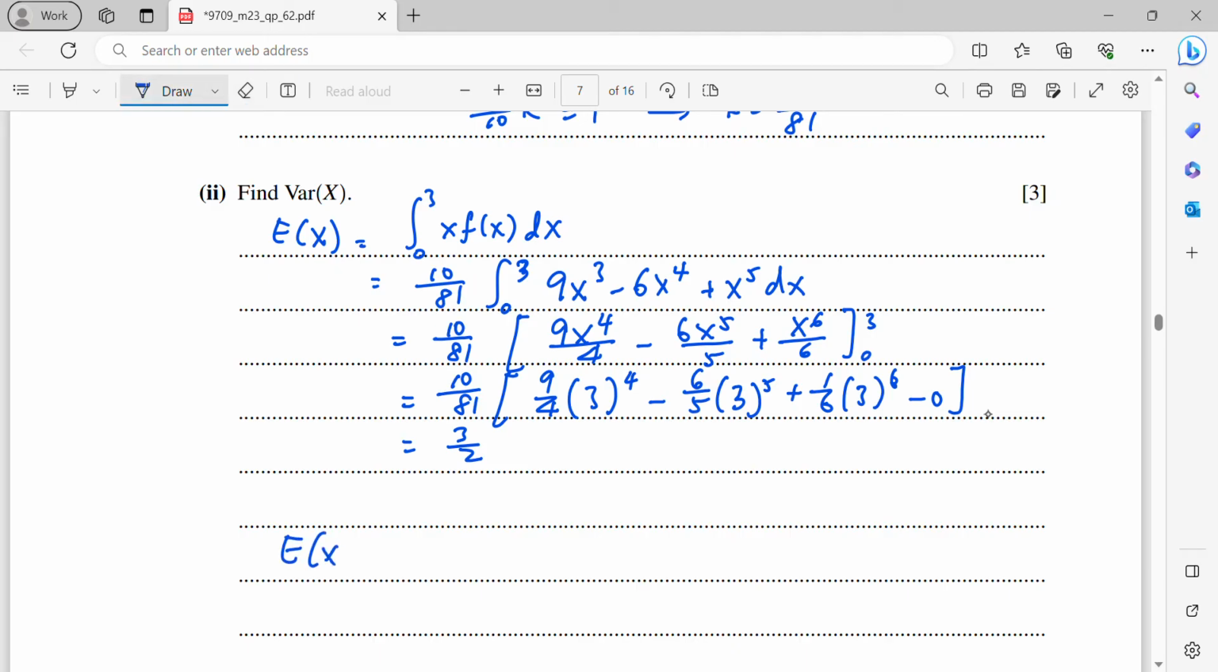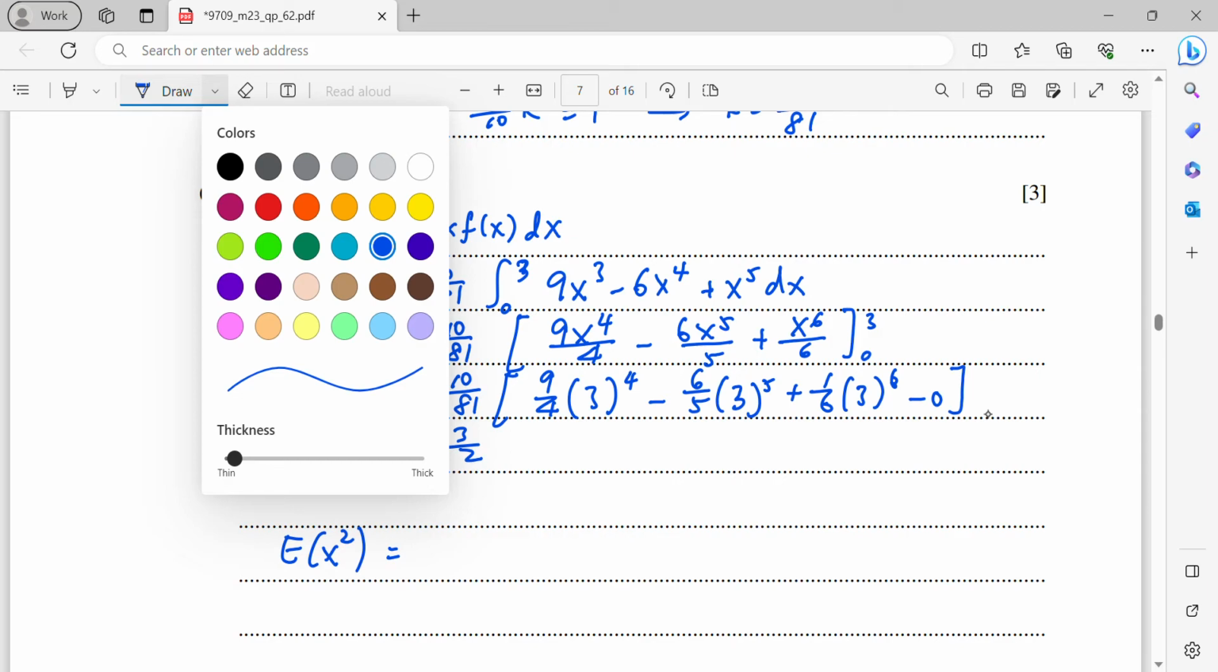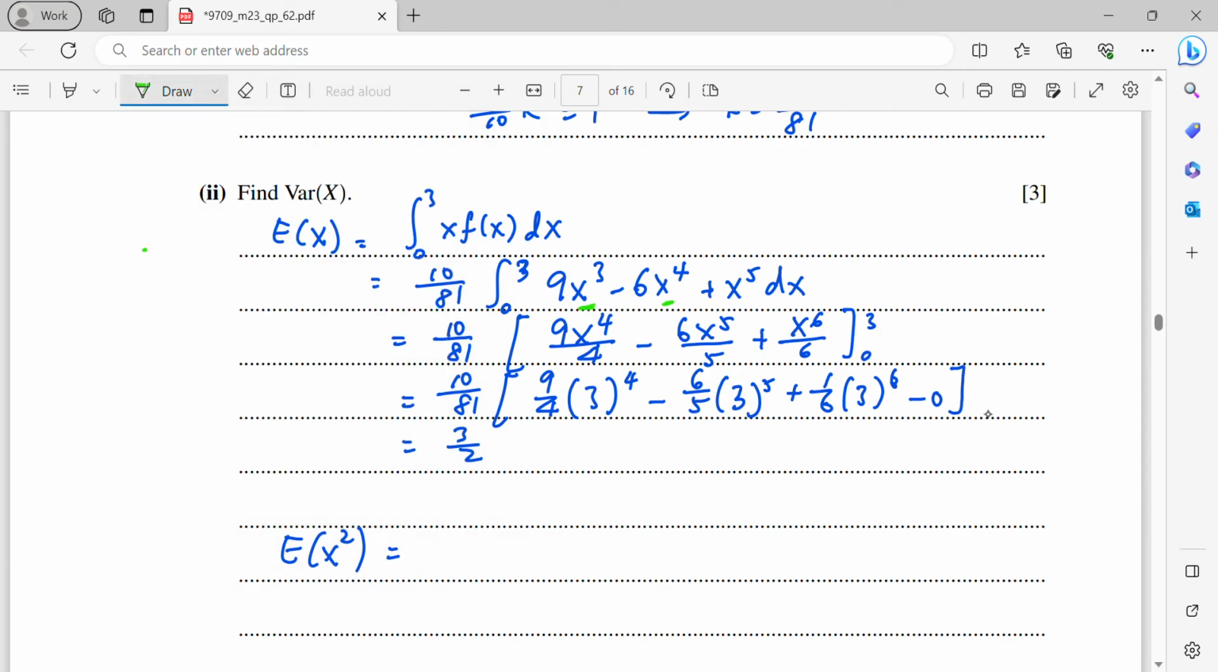Now, after you have found the E(X), the next one is to get the E(X squared). For E(X squared), the difference is the x over here, right? Just multiply by another x because this is degree 2. So the definition is integrate x squared f(x) dx from 0 to 3. Okay, so I will just multiply all the terms in this step with x. So it will be 10 over 81, integrate 0 to 3, then 9x degree 4 minus 6x degree 5 plus x degree 6 dx.